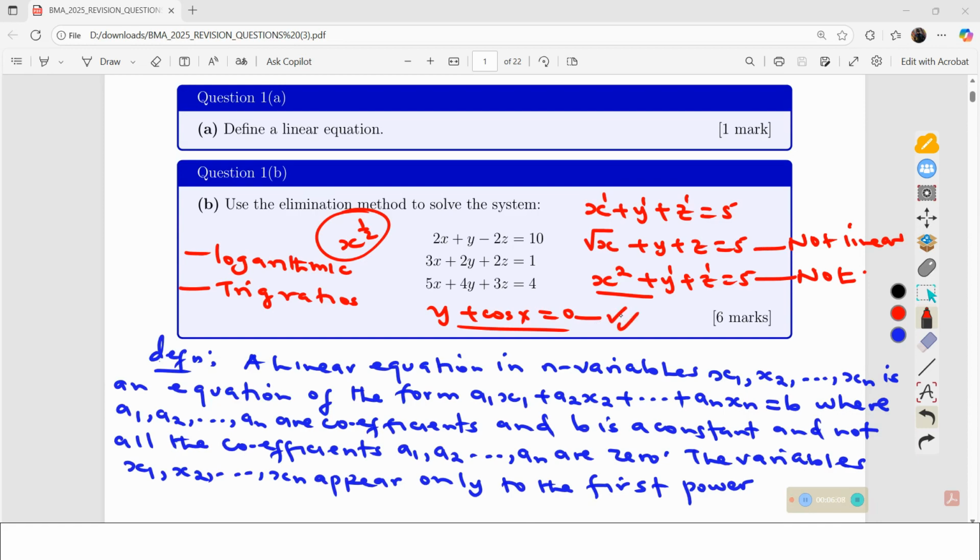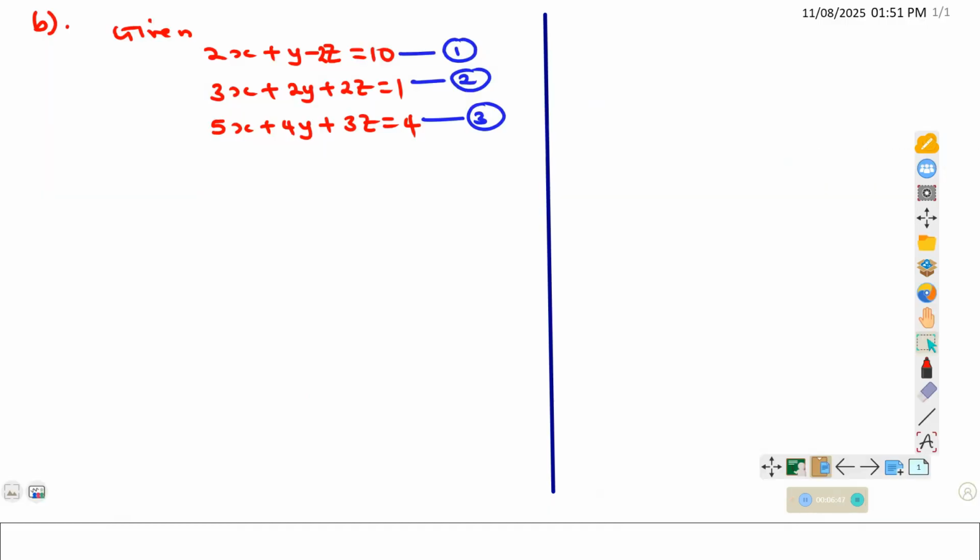I hope the definition for a linear equation is clear. Part B, we need to talk about solving the system of equations using what we call the elimination method. So let us look at part B. How best can we solve such equations using the elimination method? We have got three equations: 2x plus y minus 2z equaling 10, 3x plus 2y plus 2z equaling 1, then 5x plus 4y plus 3z equaling 4. So let us look at the solution.